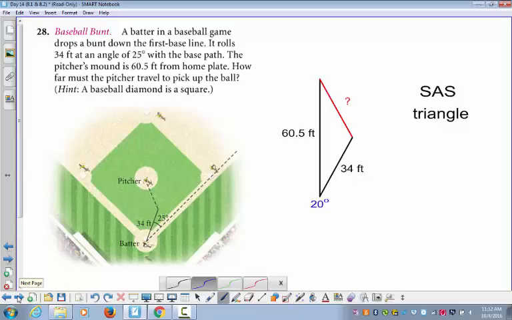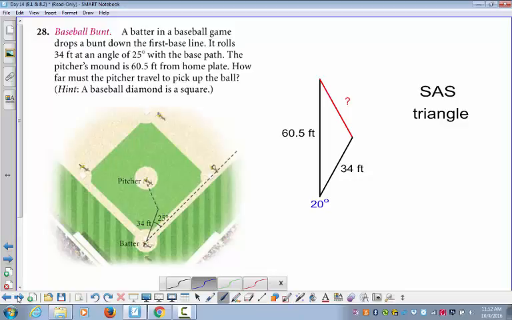Well, let's try this one. All right, so baseball, it's that time of year, October. Playoffs are just about to start. Or maybe they just did start. Who knows? Somebody must know.